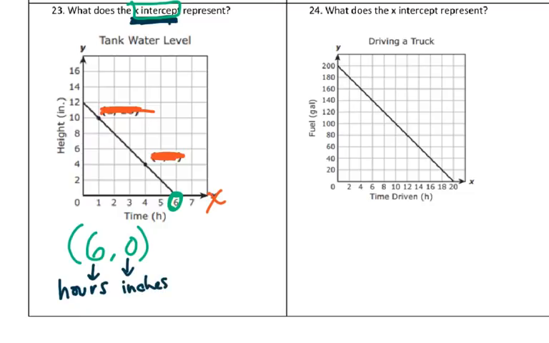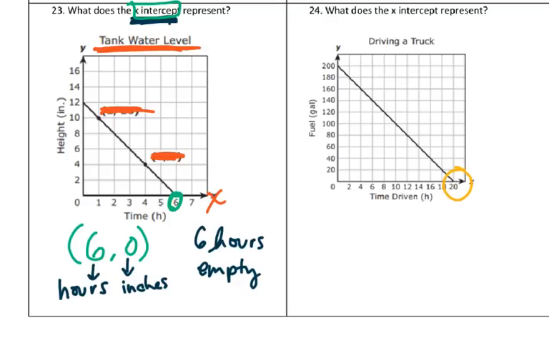inches. So what this means, it says the tank water level is dropping. So it drops, and it takes 6 hours for it to have 0 inches. If it has 0 inches, it means it's empty. So it takes 6 hours for this thing to become empty. 6 hours until my tank hits a height of 0 inches. So 6 hours until it's empty. So try the same thing with number 24, your x-intercept.